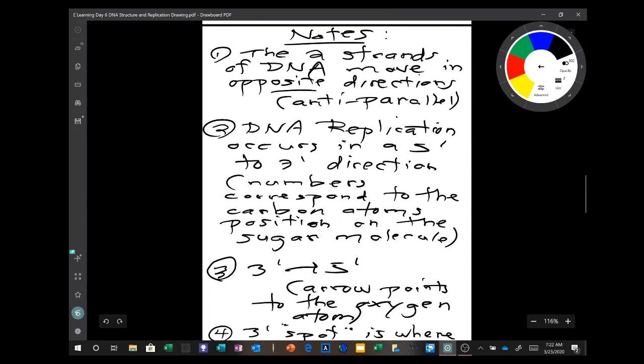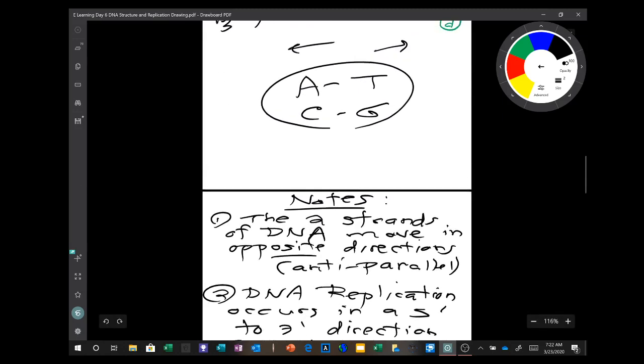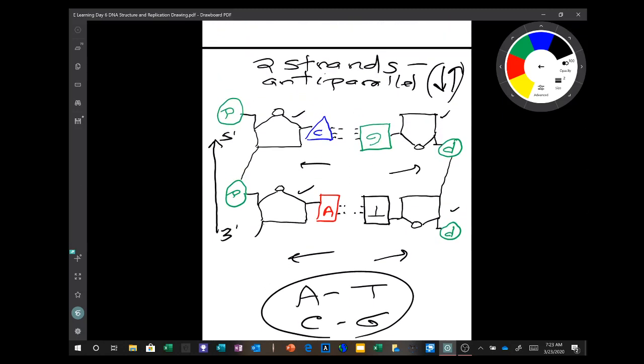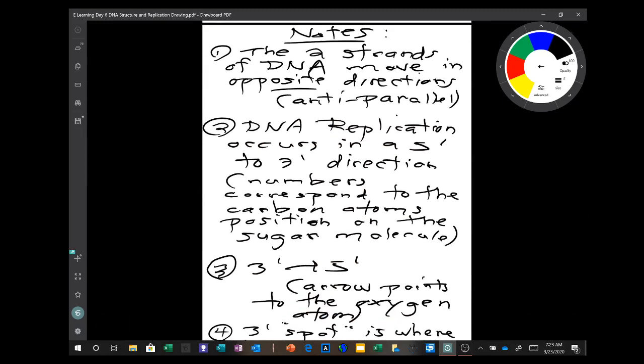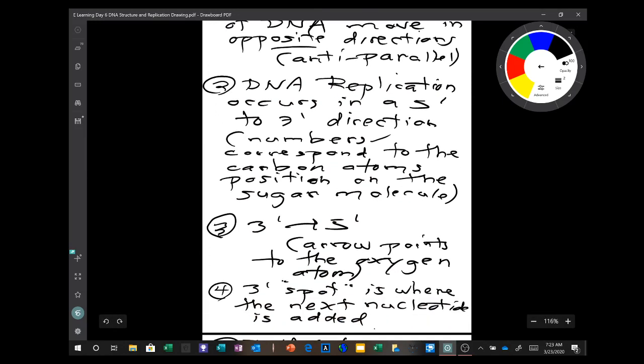So some other notes. I want to go through this, then I want you to try the assessment as we go through it. The two strands of DNA move in opposite directions, as we mentioned earlier. So this one's moving, you can see, in this direction, and you can see how they're actually opposite directions. Now, DNA replication, as I mentioned, moves in a 5' to 3' direction. And these numbers, as I indicated earlier, correspond to the carbon atoms on the position of the sugar molecule.